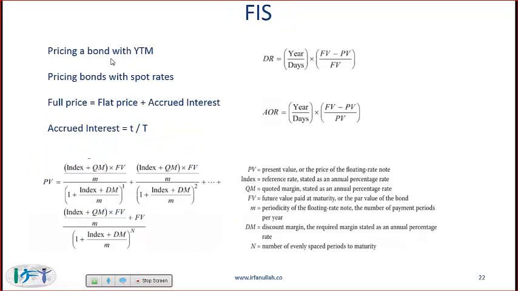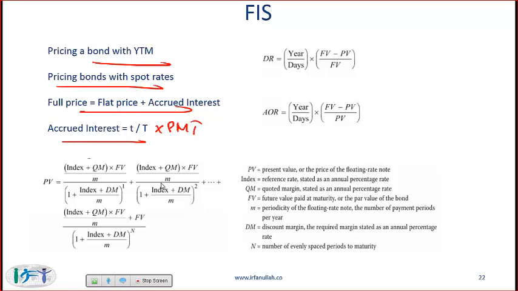Fixed income, so pricing a bond with YTM, very straightforward. Look at all the cash flows and discount at YTM. Pricing bonds with spot rates, again, this is type 1. Look at each cash flow and discount at the appropriate spot rate. This is your full price, which is flat price plus accrued interest. And accrued interest is t over T times the payment.